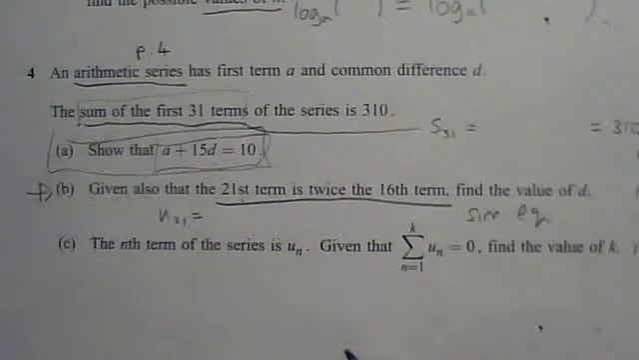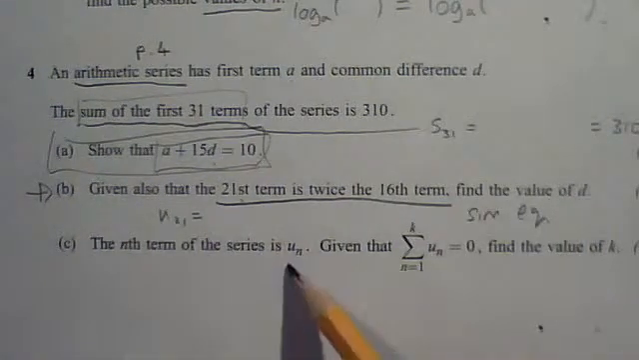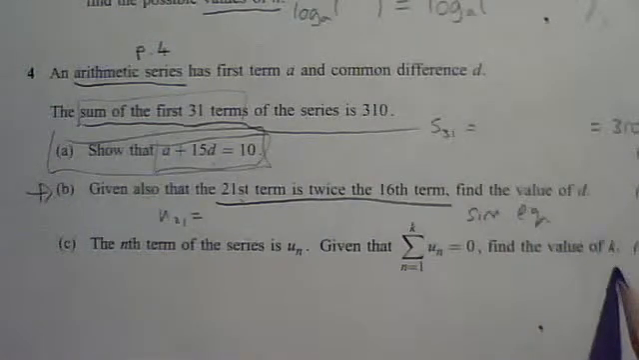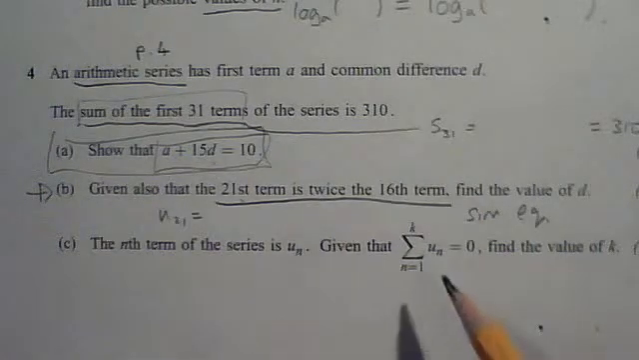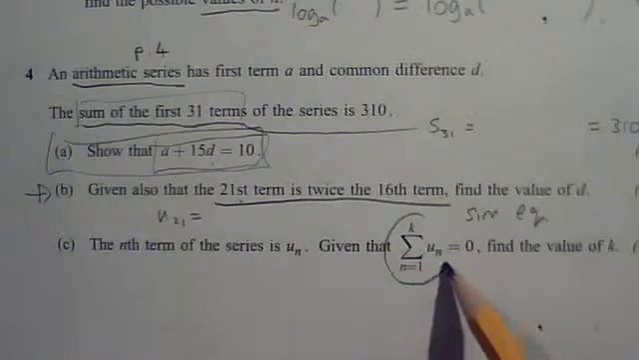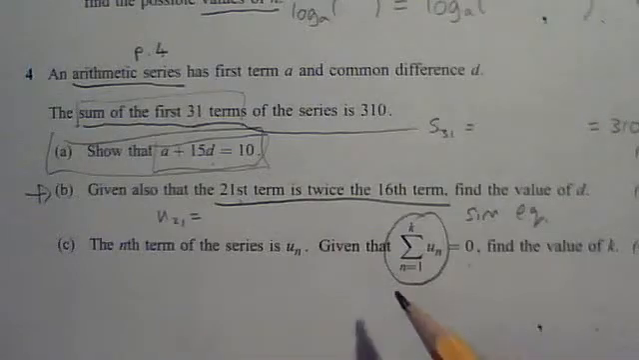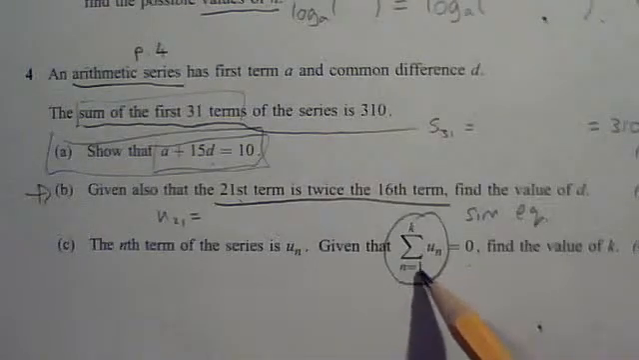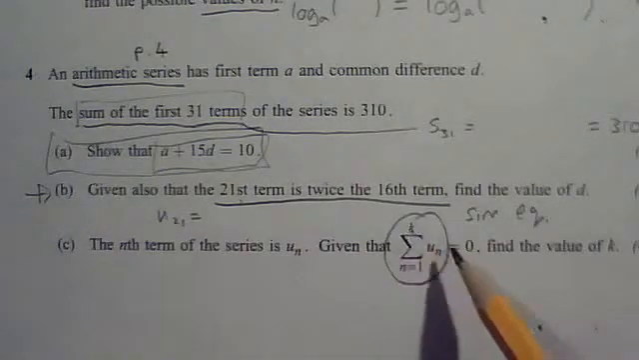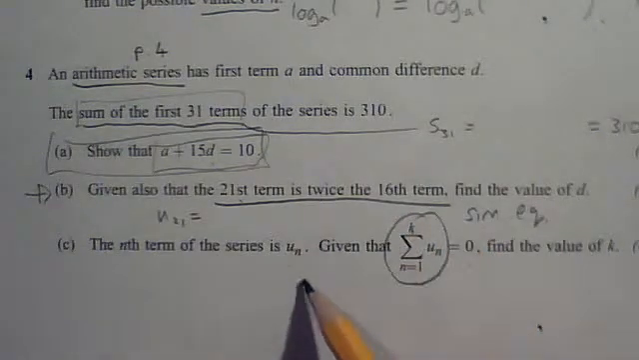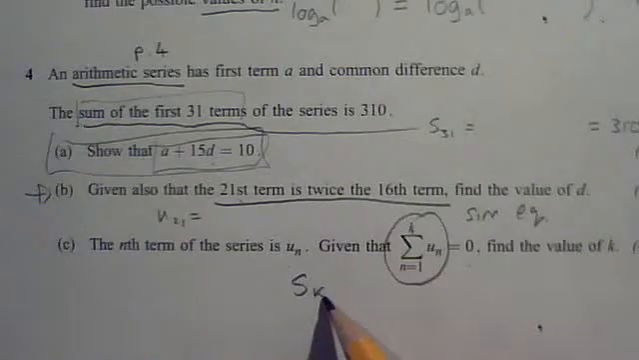And then finally, the nth term is un. Given that this equals 0, find the value of k. Now for this here, you just have to interpret the sum from n equals 1 to k of un. Un is just the nth term. This just means the sum of the terms from the first one up to the kth one. So this is just a disguised form of talking about the sum of the first k terms.